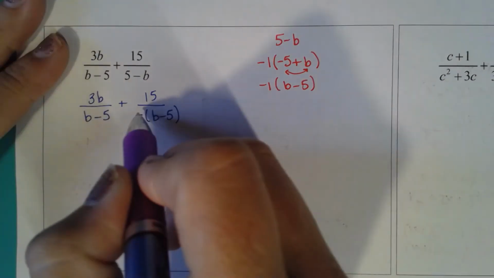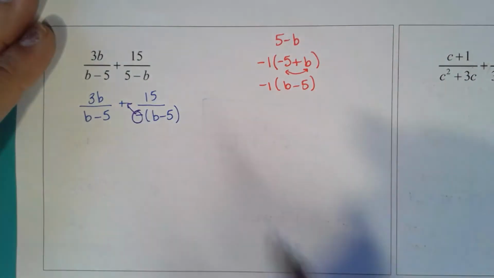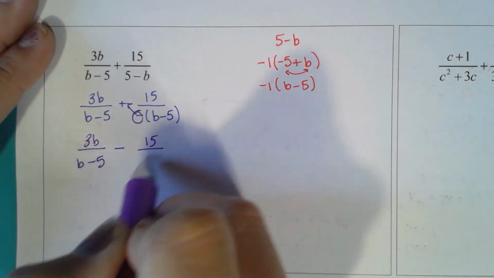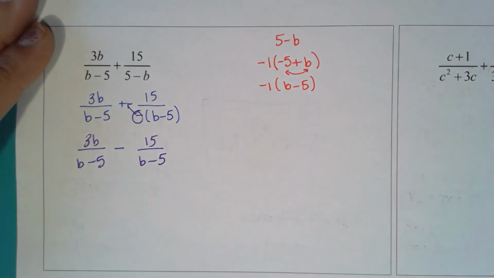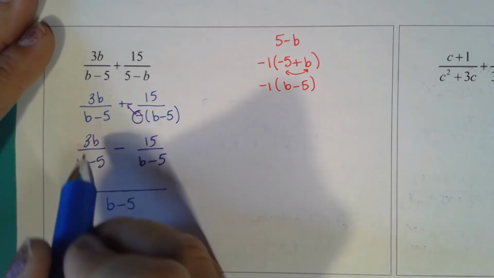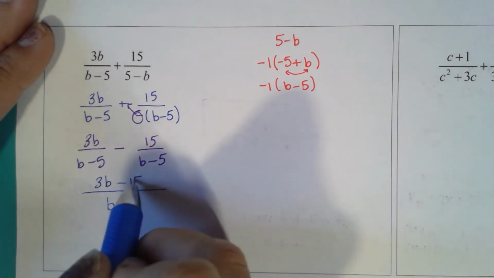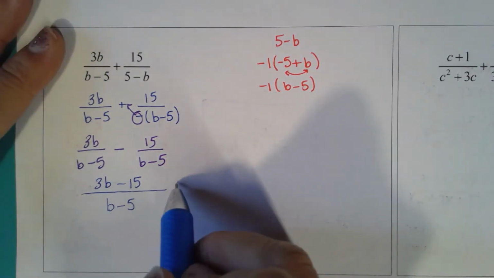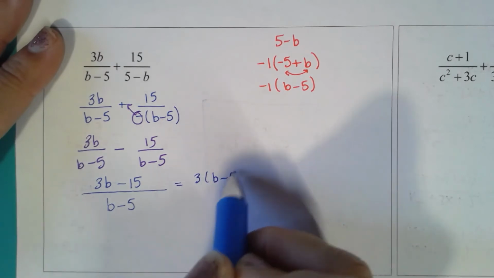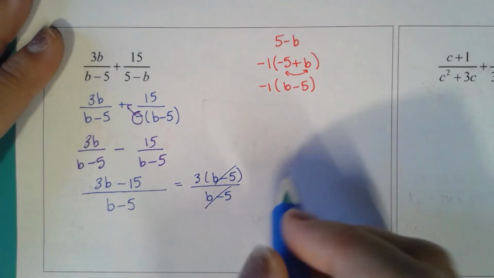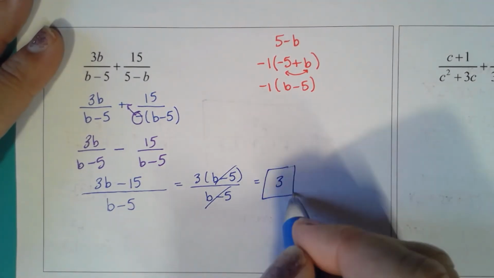Why would we do that? Well, because then we can slide that negative anywhere with the 15 or out in front. And now our denominators are exactly the same. And so now we can go straight across. My denominator is b minus 5, and my numerator is 3b minus 15. I'm not going to put a box around that because I can factor out a 3 in my numerator, and we're left with 3 over 1, which is 3.